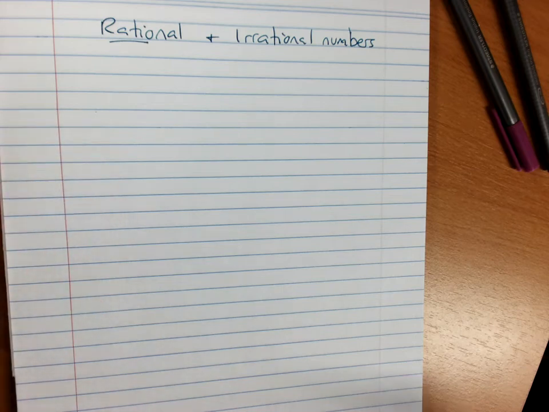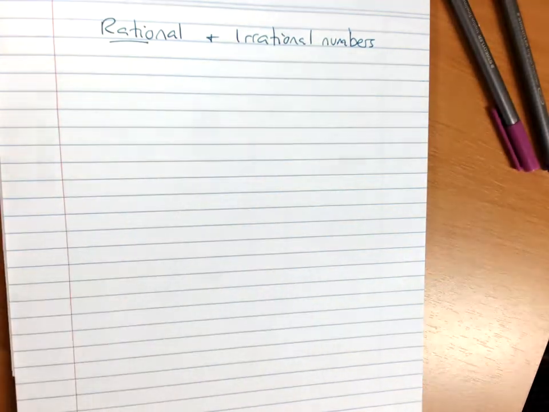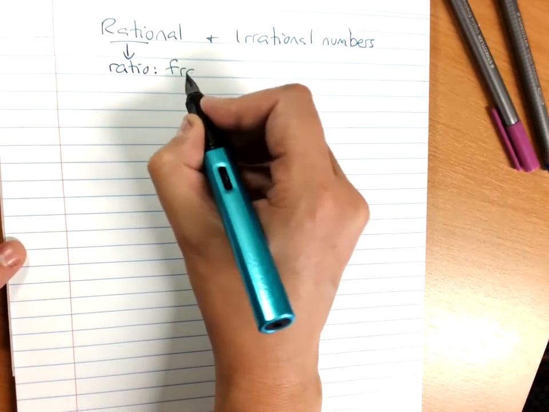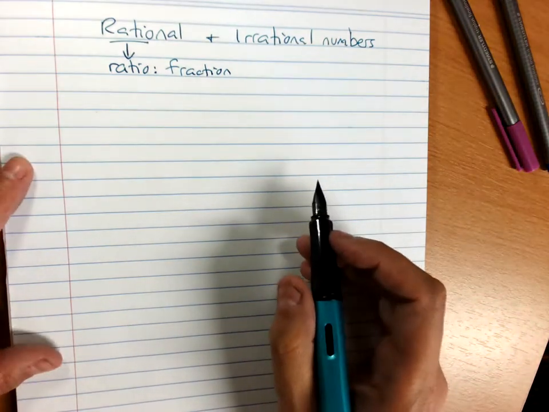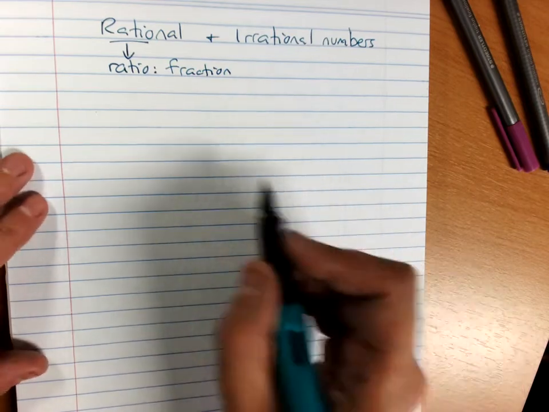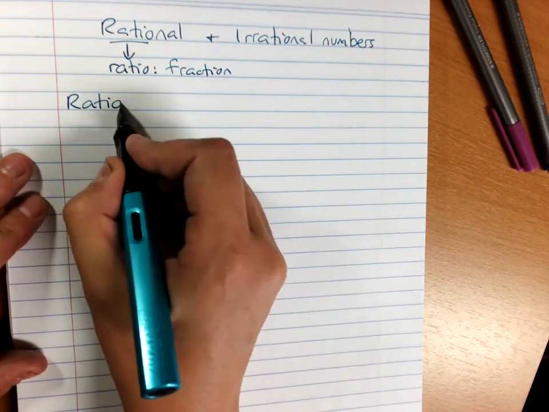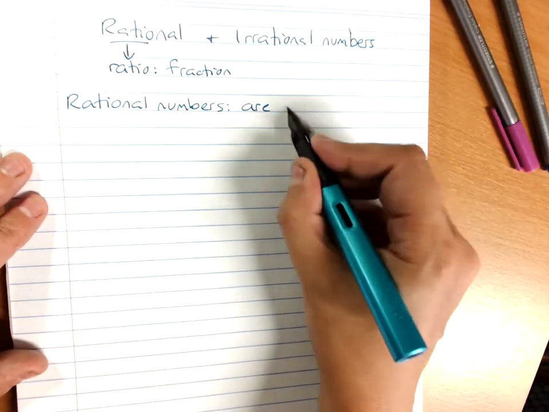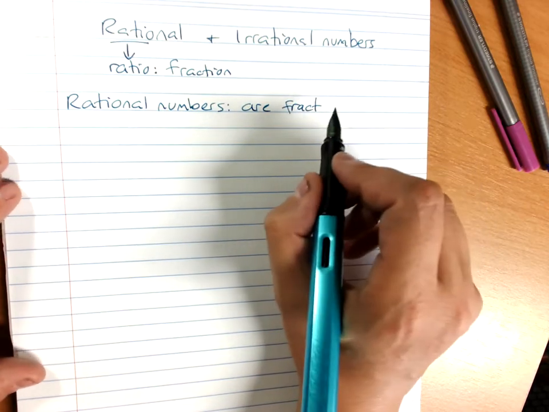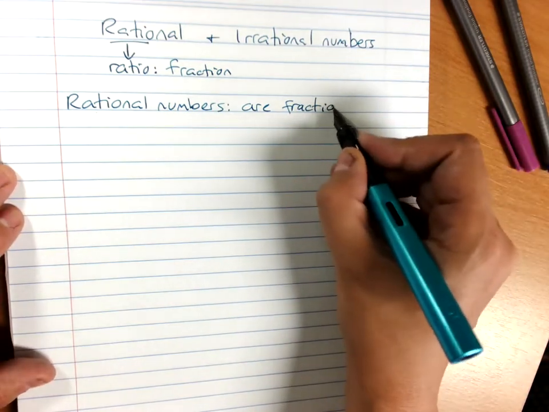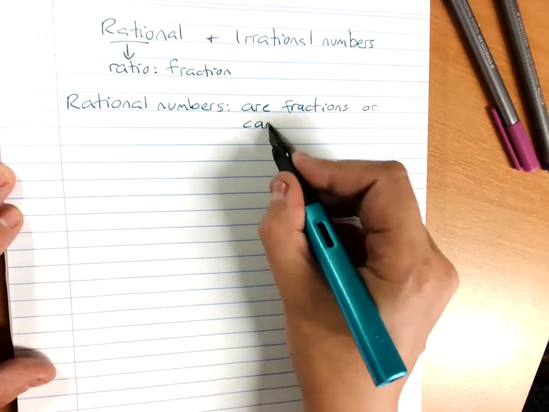So rational and irrational in numbers in maths doesn't mean making sense or not making sense. The word ratio in these means fraction. So rational numbers are fractions or can be written as fractions. Now fractions of whole numbers actually, because if I sneak the square root of 2 into a fraction, that's cheating. Are fractions or can be written as fractions.